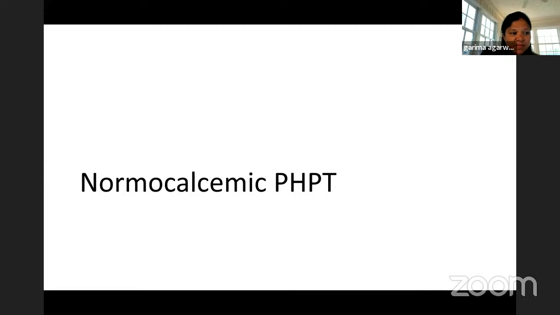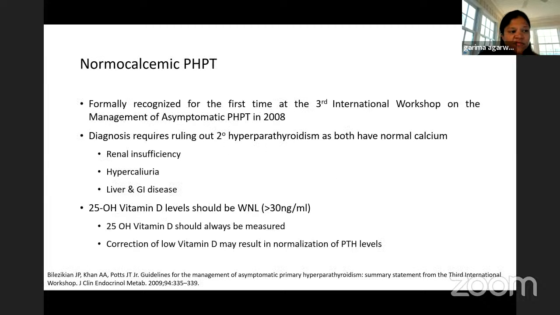Normocalcemic primary hyperparathyroidism probably represents the attenuated form of clinically symptomatic primary hyperparathyroidism. The true prevalence, natural history and clinical significance are mostly unknown in this disease. Again, very limited studies, very limited data, a newly recognized entity in 2008.